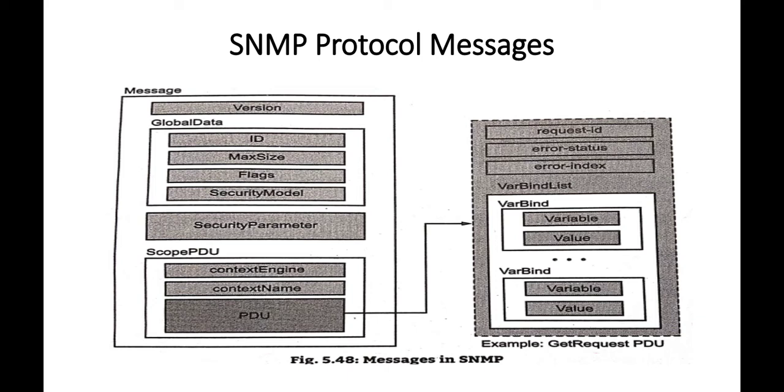Okay, the values are null in the get request and get next request. Values are not present in the get request command and the get next request command. In a trap PDU, it shows the variables and values related to that specific PDU. So depending on what types of requests you perform, according to that we set the values with variables. Okay, so this is about the protocol messages.